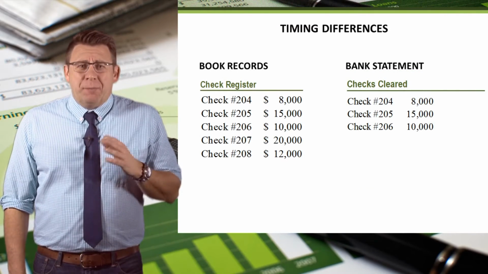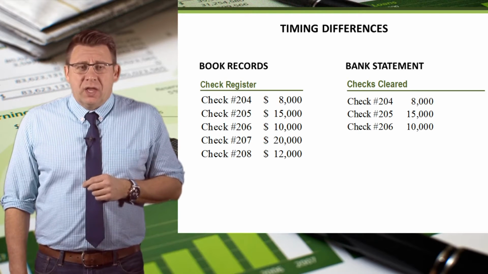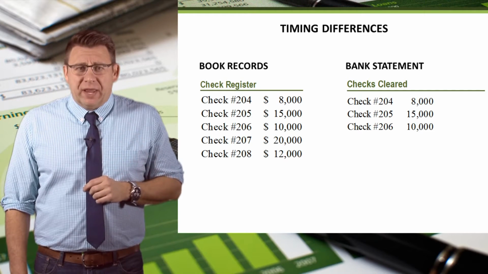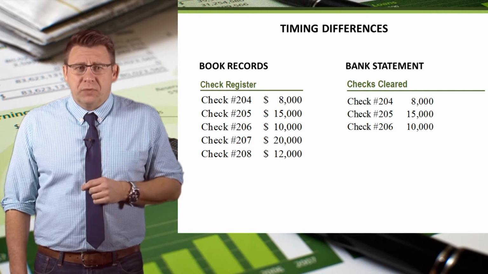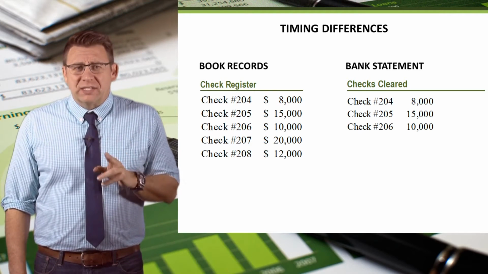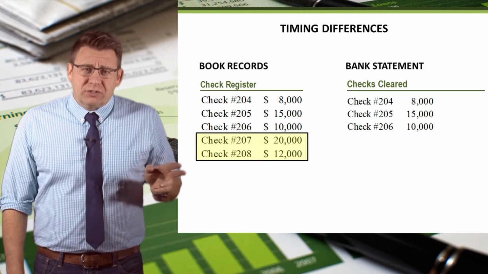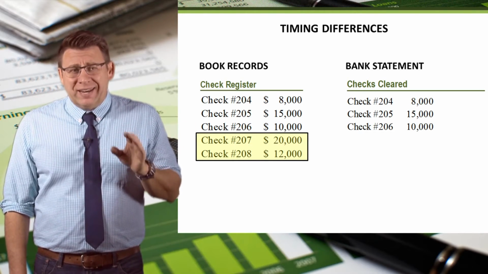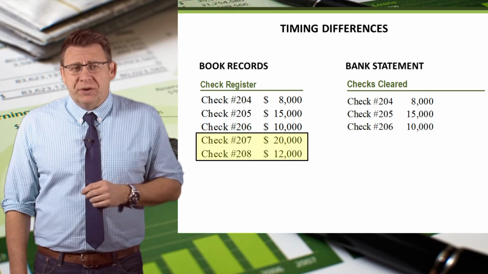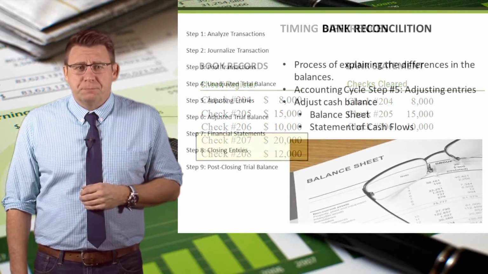For example, when a company writes a check, they deduct it from cash with a credit. Their bank does not subtract the check from their account until it clears the bank, which could be a few days later. If the end of the period falls in between those times, this will cause the cash balance to be different. In this example, check numbers 207 and 208 were written and deducted from the book balance, but haven't cleared the bank by the end of the period. These become reconciling items due to time lag differences.